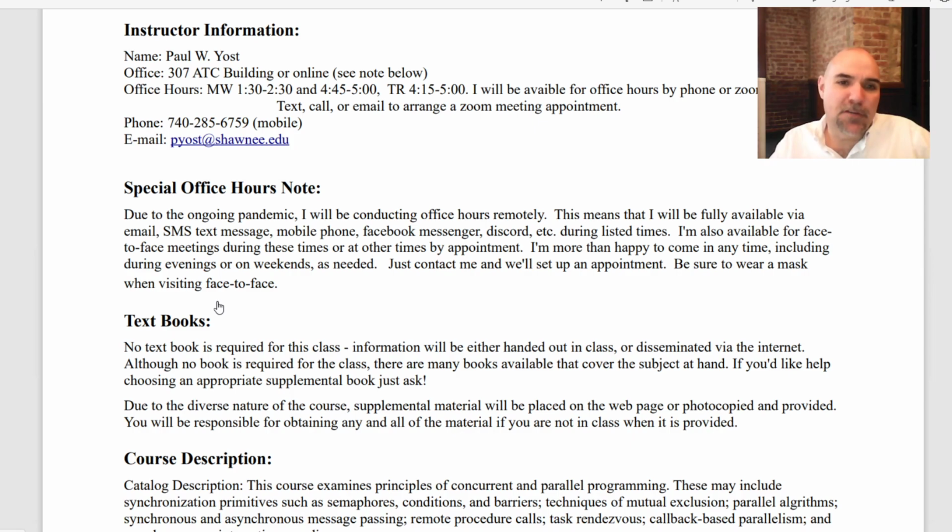My office is in 307 ATC building. You all know where the ATC building is at this point in your academic career, and you probably know where my office is. But I'm on the 3rd floor. Walk around the back. My office is back around there. So if you need to schedule a meeting or come in and see me, that's where we can meet.